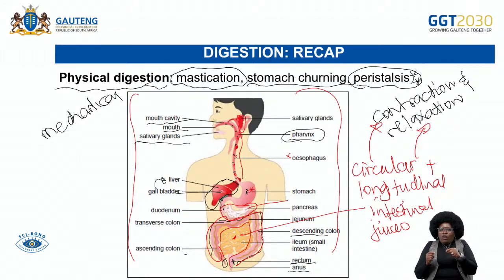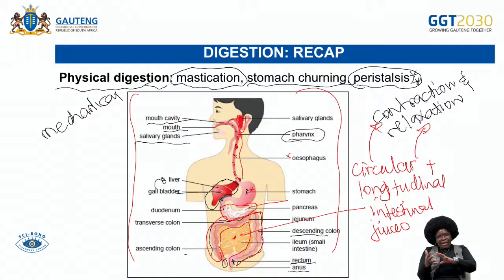And remember, it's not like one form of digestion must take place and the other one must wait. They happen simultaneously, like in the stomach. As the stomach churning is happening, that is mechanical, we will also have chemical digestion, where food is going to be broken down into simpler substances. So just take note of that as well.